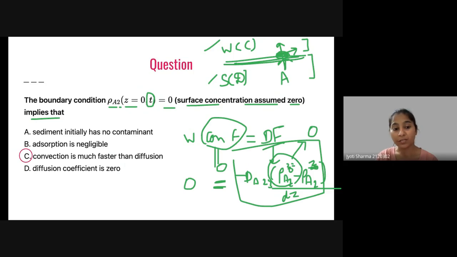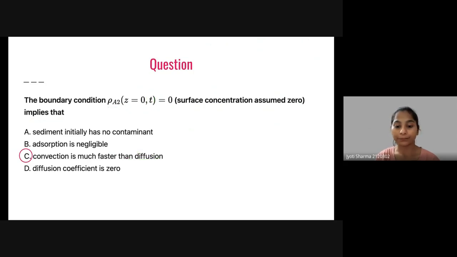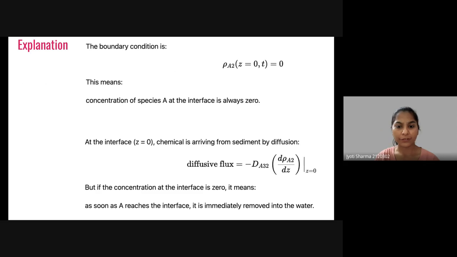this will be the condition. So it means the convective is much faster than the diffusion, and that's how we are assuming here we will have nothing at the convective side, because whatever is coming from the diffusion, it will be removed immediately, and that's how we are saying that this is equal to 0. I have an explanation for this. So yeah, this rho A2, that is the concentration of species A at the interface, is always 0.